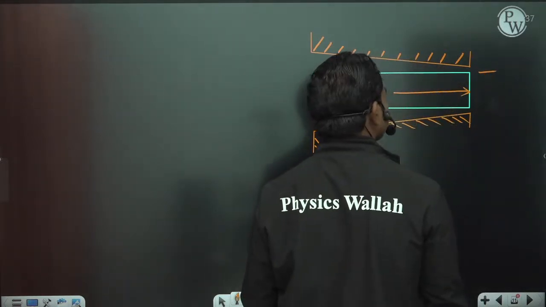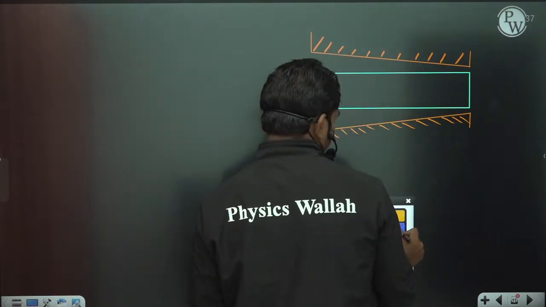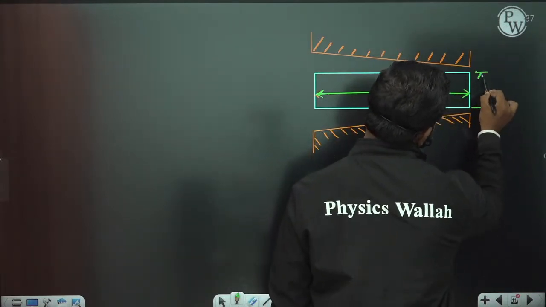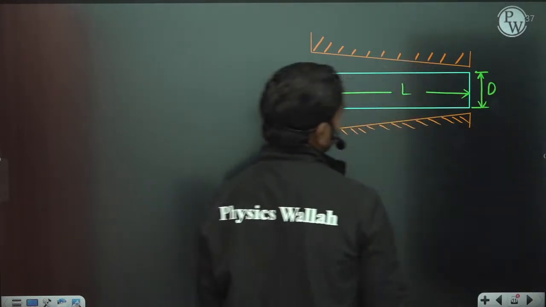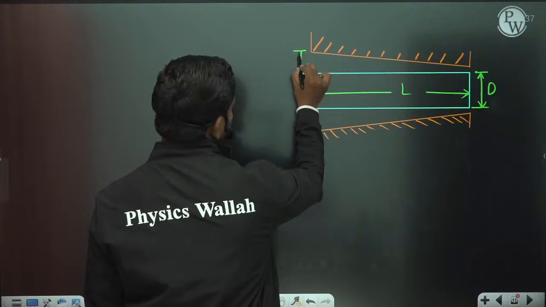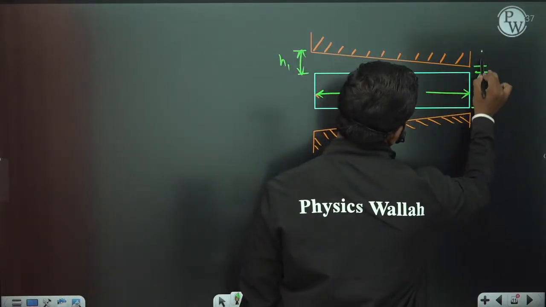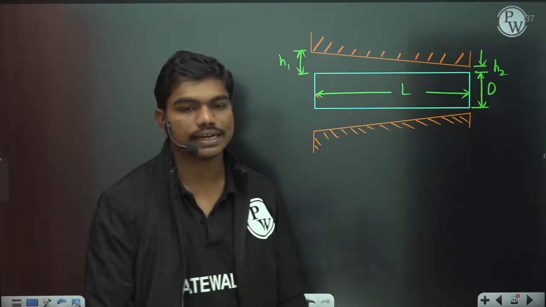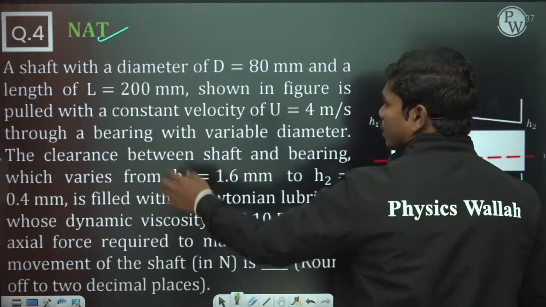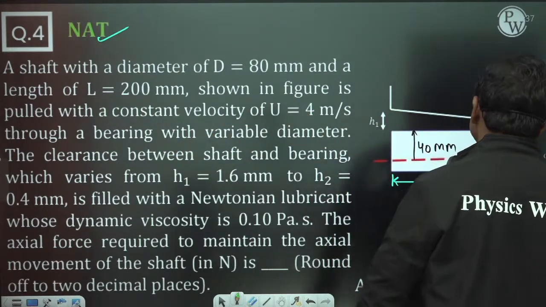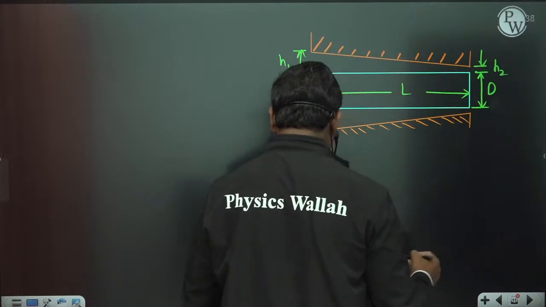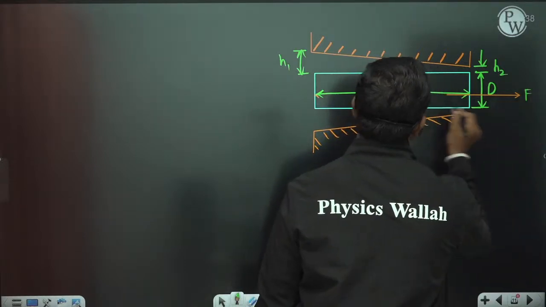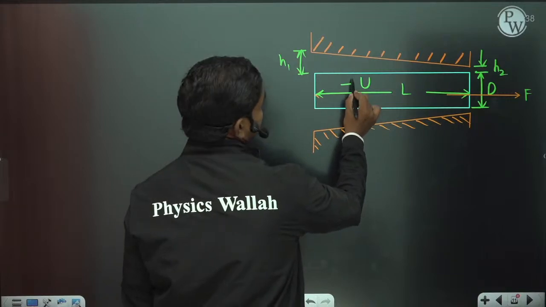Let us use some different color for dimensions. So this is length L and this is the diameter of the shaft. Now it's given this clearance value is H1 and this clearance value is H2. So basically clearance is decreasing as you go along the length direction. Now this is pulled with a constant velocity of u equal to 4 meters per second, with some force F, so that it is moving in this direction at u meters per second.